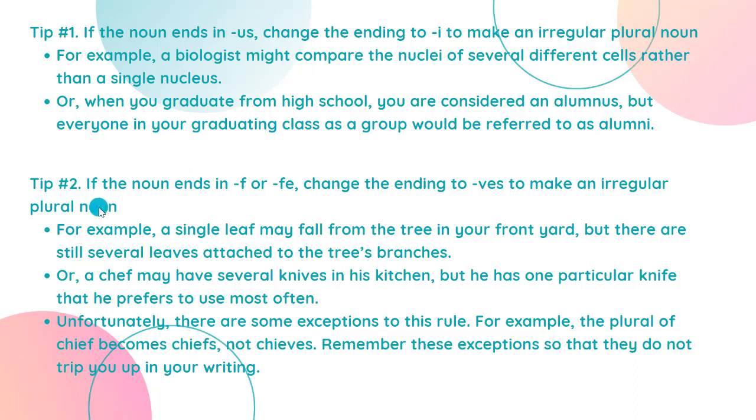So tip 2: if the noun ends in f or fe, change the ending to ves to make an irregular plural noun. For example, a single leaf may fall from the tree in your front yard, but there are still several leaves attached to the tree's branches. So leaf is singular and leaves is plural. Okay, next. A chef may have several knives in his kitchen, but he has one particular knife that he prefers to use most often. So knife is singular and knives is plural.